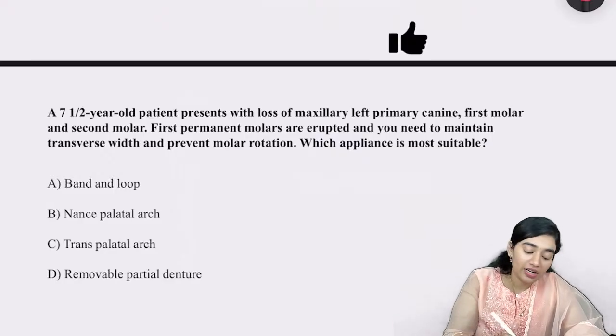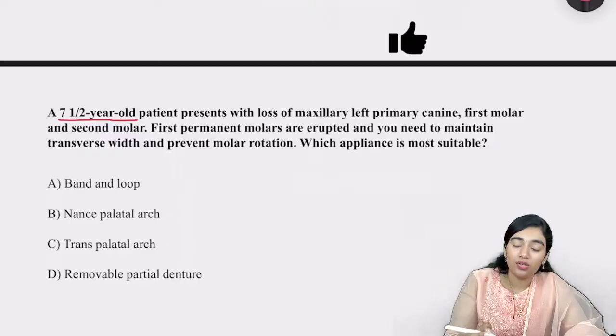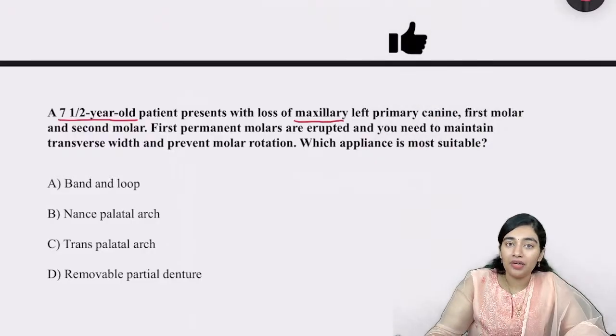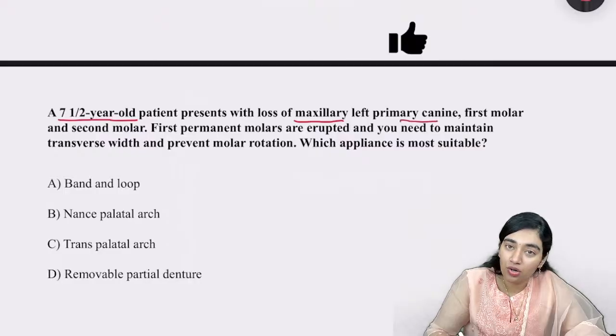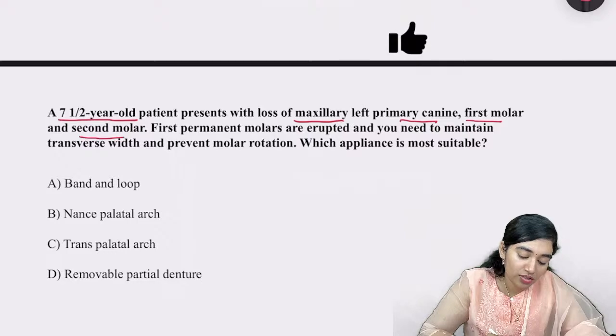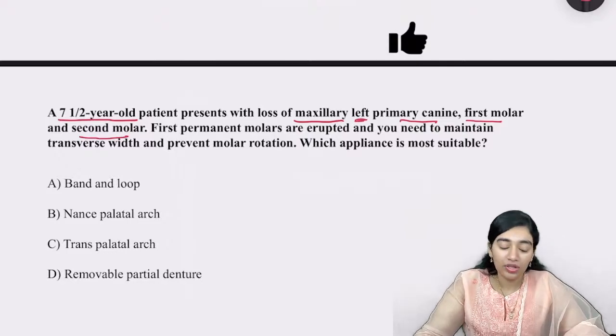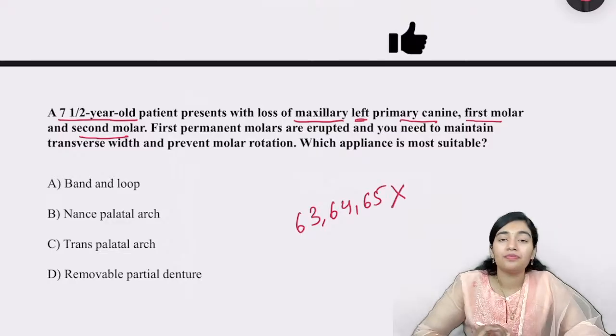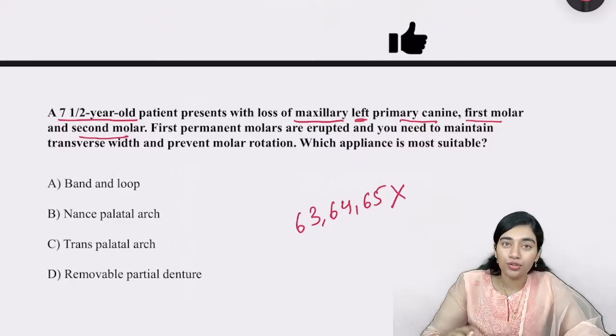The age of the child is 7.5 years old. First of all, which arch? It's the maxilla, that is the upper arch. And then how many teeth are lost? There are so many. Primary canines are lost, and the first molar is lost, and also the second molar is lost, only on the left side. So on the left side, 6.3, 6.4 and 6.5 are lost, according to the question.